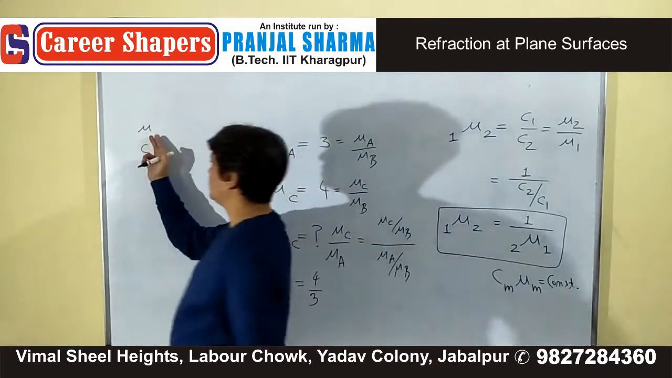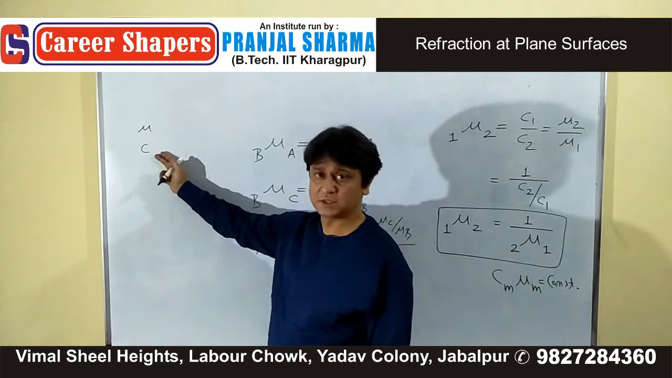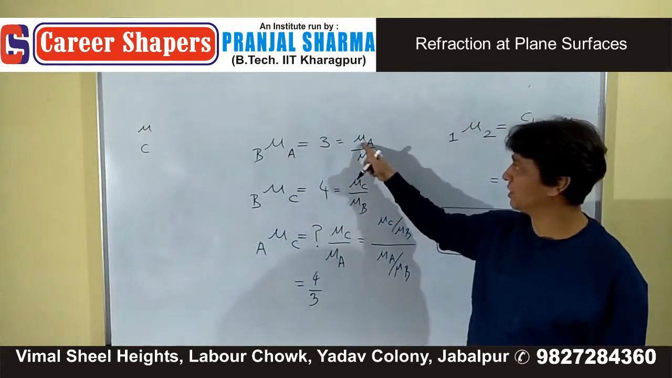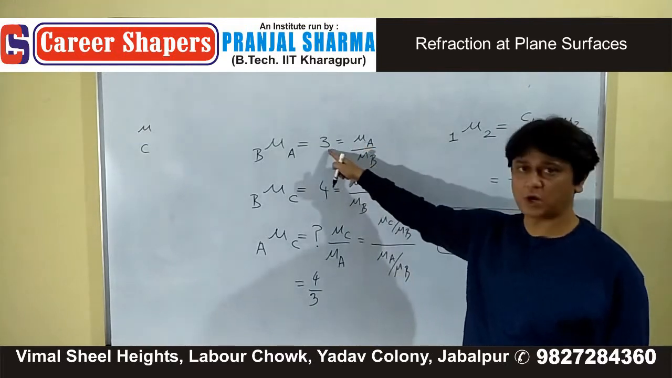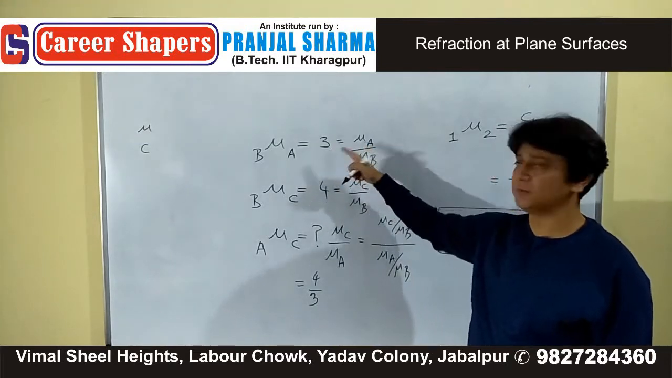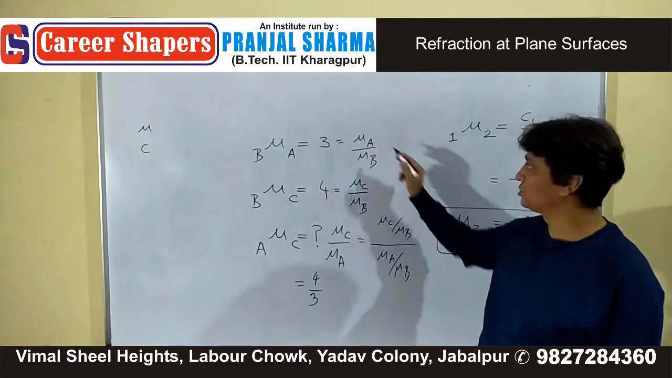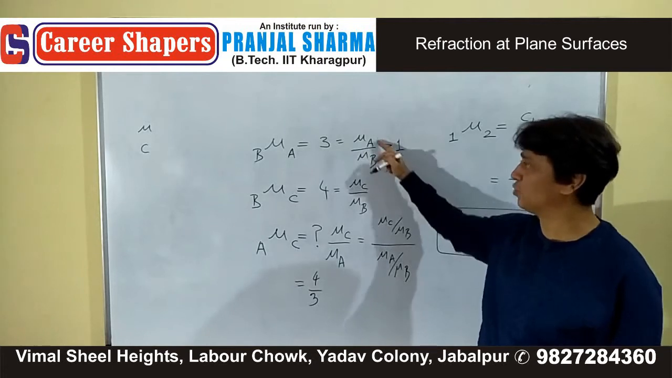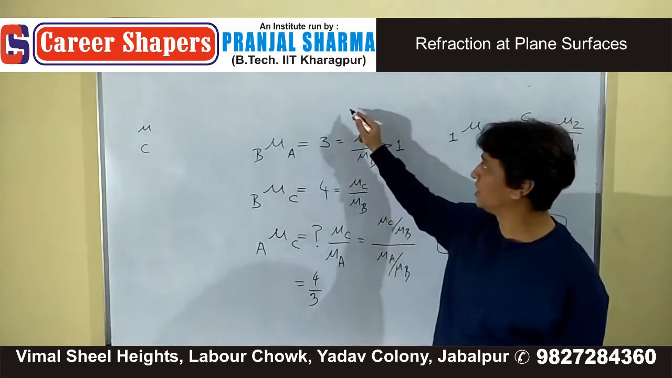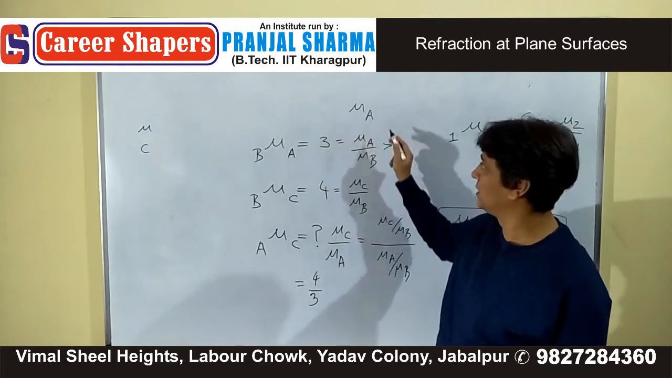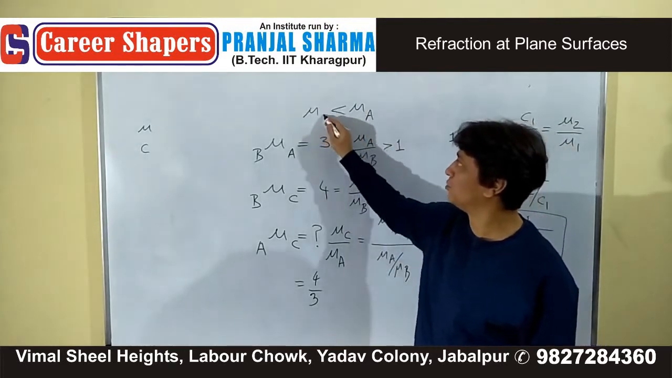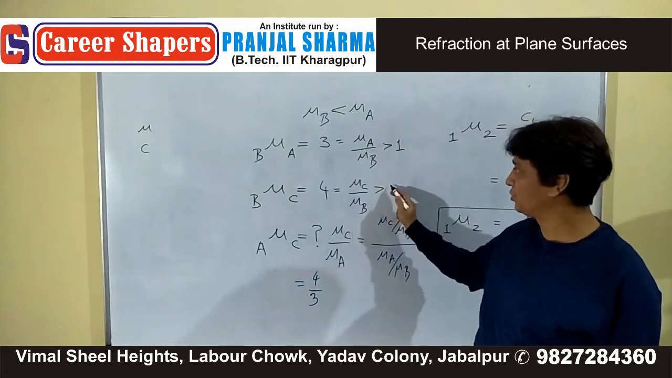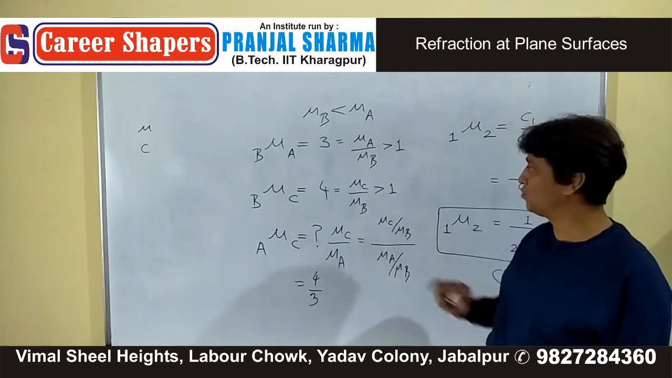We have to arrange mu in increasing order, C in increasing order. First, let's talk about mu. Look here. Mu A upon mu B is 3. 3 means something which is greater than 1. This relation gives you mu A greater than mu B, because this is 3. Same here. This ratio is also greater than 1.